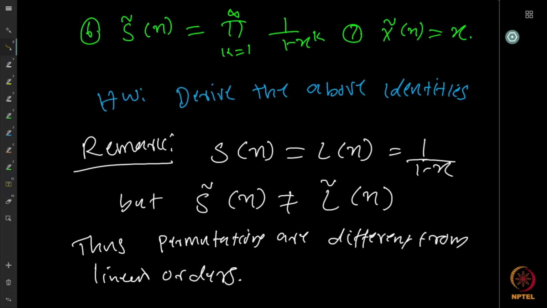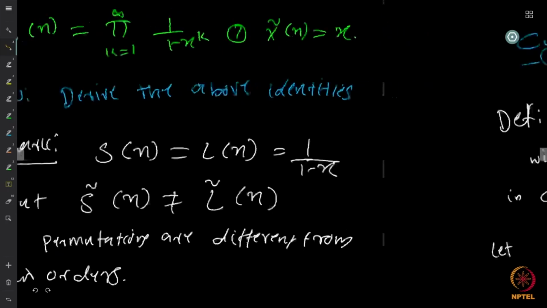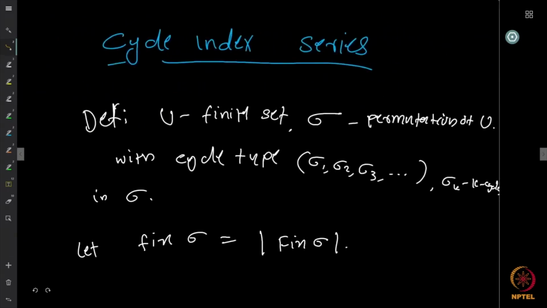Now, some remarks. This is something that I already remarked, that S of x is equal to L of x, equal to 1 by 1 minus x. But S tilde of x is different from L tilde of x. Thus, permutations are actually different from linear orders.